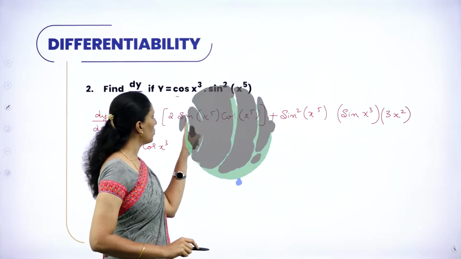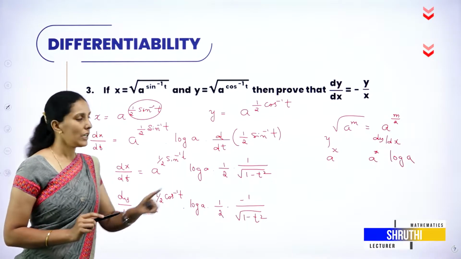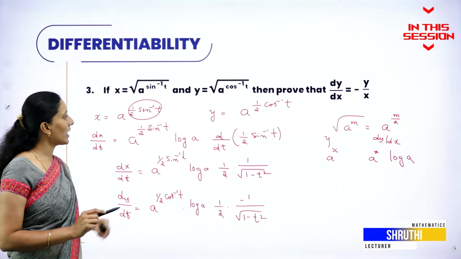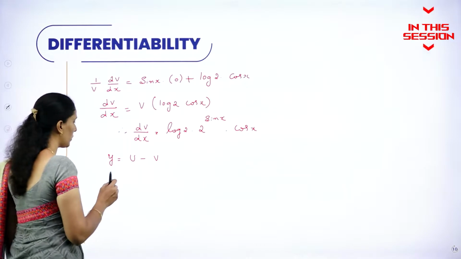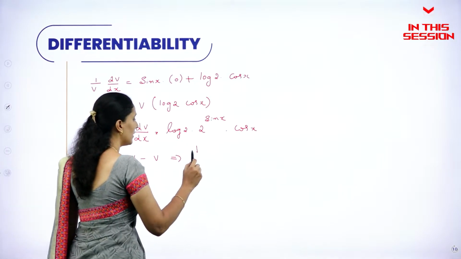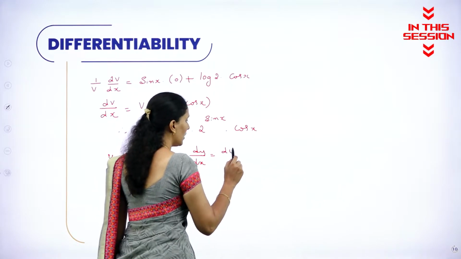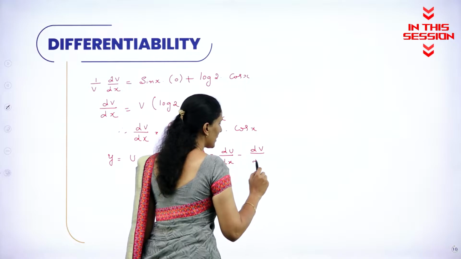This is in the form of 2 sin theta cos theta, which can be written as sin 2 theta. Half cos inverse t, we have taken it as y here. What is half sin inverse t? It is x. So when you differentiate this with respect to x, this implies dy by dx is equal to du by dx minus dv by dx here.